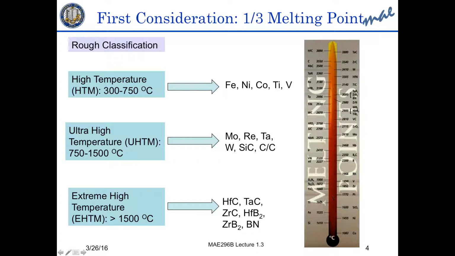And then in the bottom here, you just start seeing iron at 1535, and nickel is 100 degrees below, and copper is a few hundred degrees down. So the copper is almost like 1/3 of the melting point of tungsten, and it's used in lower temperature applications. So these are all the materials, and therefore I'm going to classify them in a roughly high temperature materials, HTM, from 300 to 750, and you find alloys of iron, nickel, cobalt, titanium, and vanadium.